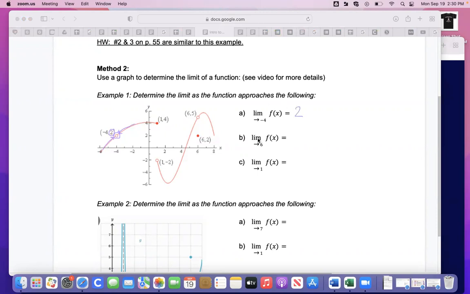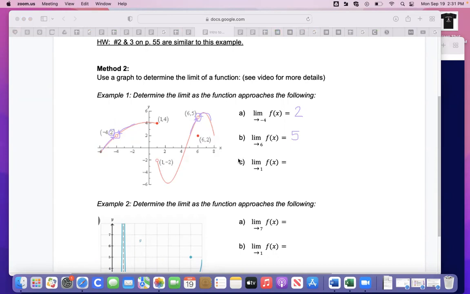All right, next, what is the limit as it's approaching 6? So x equals 6. I don't want that point because that is just one single point. I'm more curious about what's happening here where this hole is. As the actual graph is approaching 6, what is the y value as it's approaching 6? It's 5. So the limit as your function approaches 6 is 5.